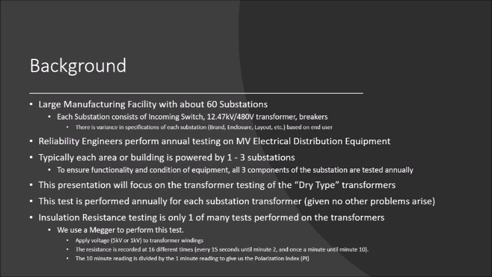These measurements are recorded at 16 different times, so every 15 seconds until minute 2, and then once a minute until minute 10. What we're looking at today is the polarization index, which is actually just the 10-minute measurement reading divided by the 1-minute reading. And there's some science behind that, but that is the gist of it.